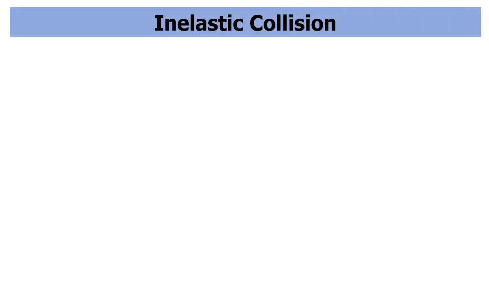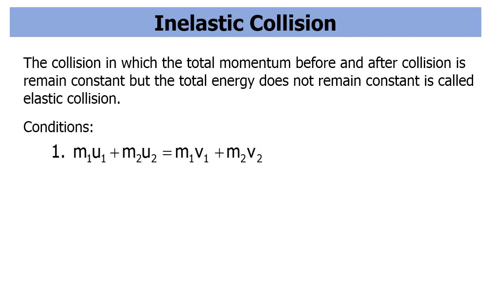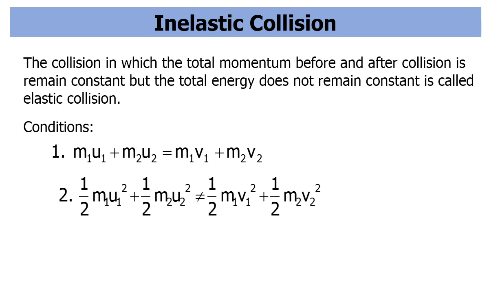Inelastic collision. The collision in which the total momentum before and after collision remains constant but the total energy does not remain constant is called inelastic collision. So, the conditions for inelastic collision are: m1 u1 plus m2 u2 equals m1 v1 plus m2 v2, but m1 u1 square plus m2 u2 square is not equal to m1 v1 square plus m2 v2 square.